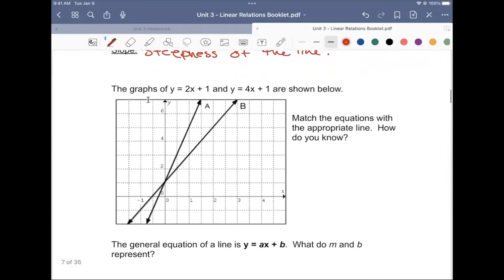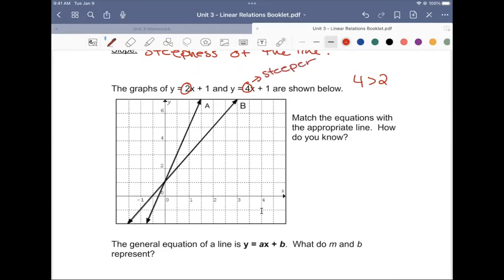So now when we take a look at this graph down here, we are going to look at a couple of different things. The slopes are 2 and 4. I know that 4 is greater than 2, so this equation right here should be steeper. If I take a look between A and B, it says match the equations with the appropriate line, and how do you know? I know that A is the steeper one, so A is y equals 4x plus 1.